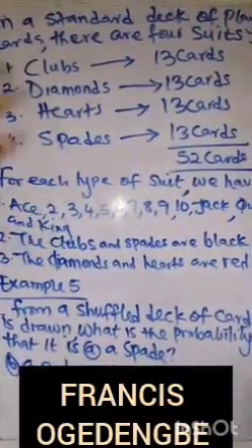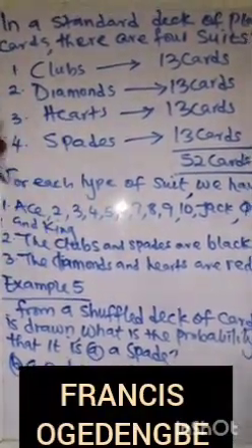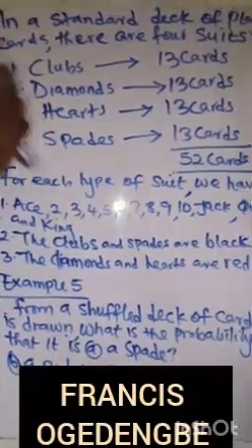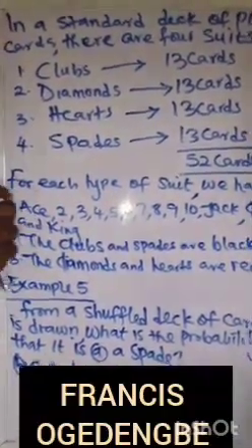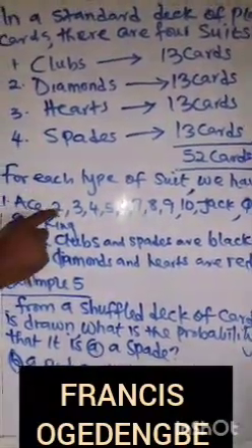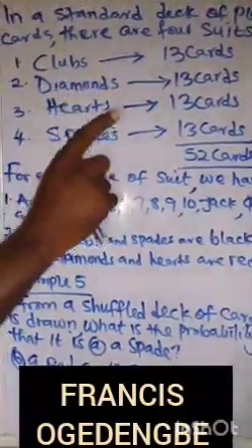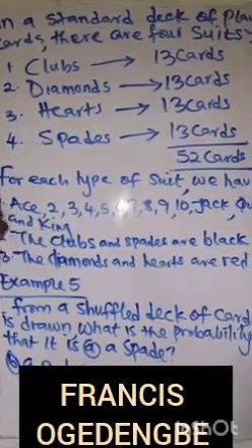Don't forget that there are 52 weeks in a year. In other words, each of these quarters in a year represents 13 weeks. For each type of suit, we have Ace, 2, 3, and Jack. Each of these suits has a Jack and also a Queen and King as well.